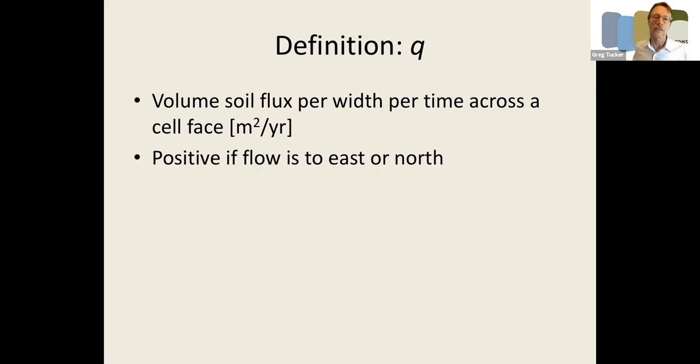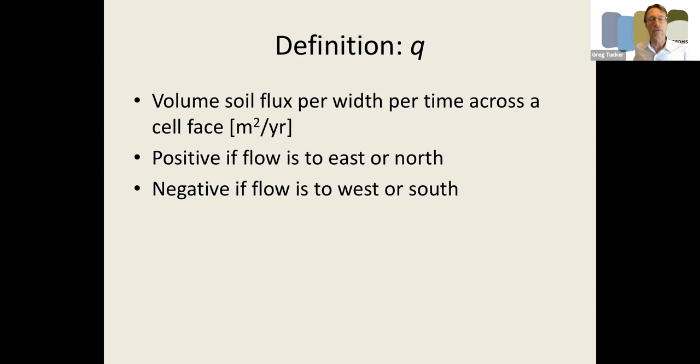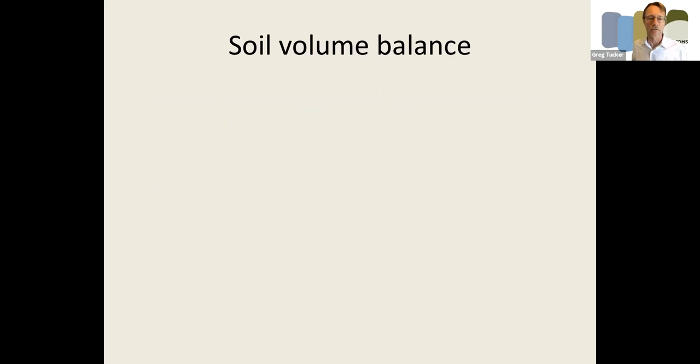We'll have a convention that says Q is positive if soil is flowing to the east or to the north, and it'll be negative if it's flowing to the west or to the south. Okay, so that's our definition of Q.